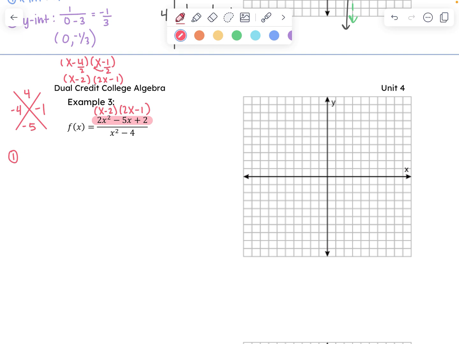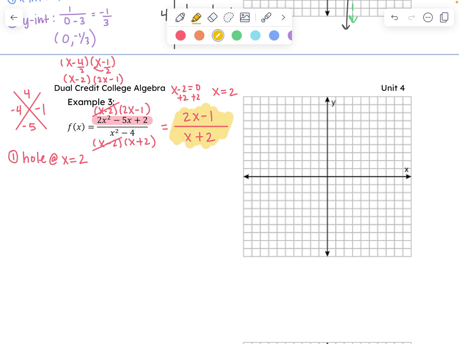The bottom, x squared minus 4, is a difference of 2 squares, so it's going to factor as x minus 2 and x plus 2, because the square root of 4 is 2. So you can see our x minus 2's are going to cancel, so that means that we're going to have a hole. We're going to have x minus 2 equals 0. Adding 2 over, we're going to have our hole at x equals 2. And that means for the rest of the problem, we're going to look at 2x minus 1 over x plus 2, because that's what's left when we cancel out where our hole is.